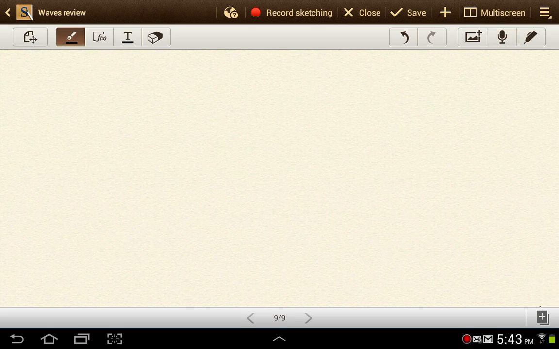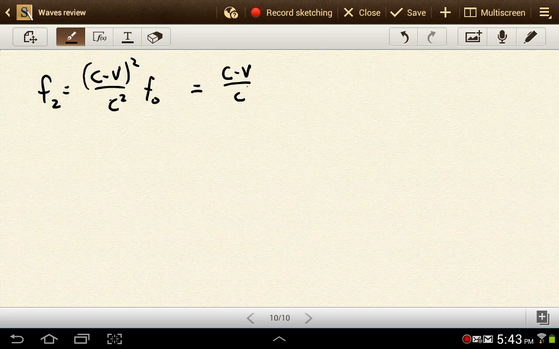Alright, so F2 equals C minus V over, and that's squared, over C squared times F naught. And then you can get it to C minus V over C quantity squared times F naught, which equals 1 minus V over C quantity squared times F naught.